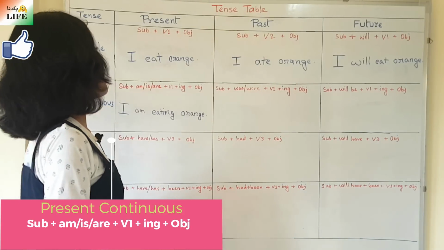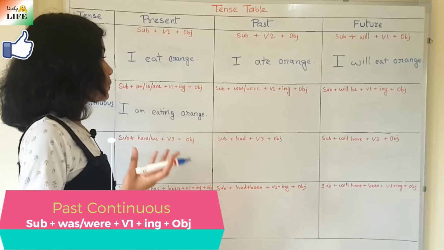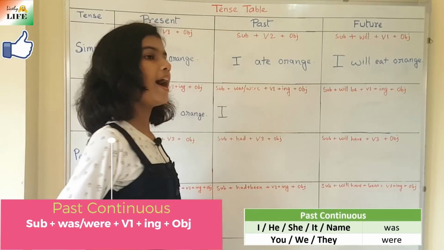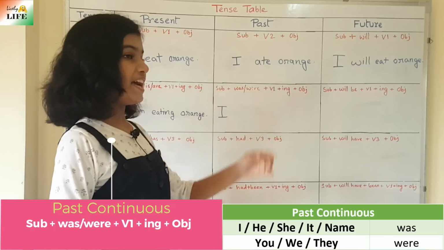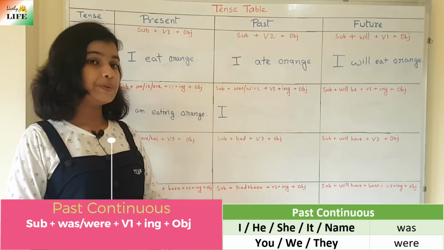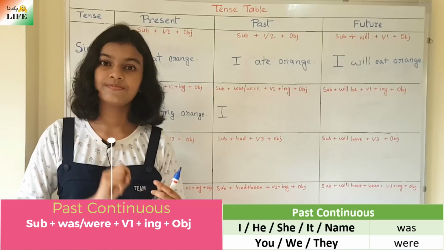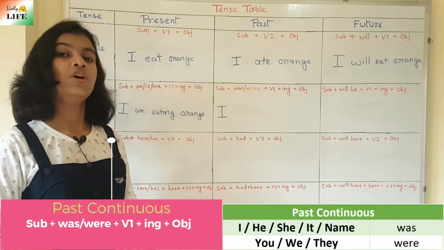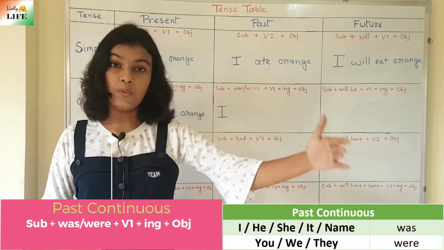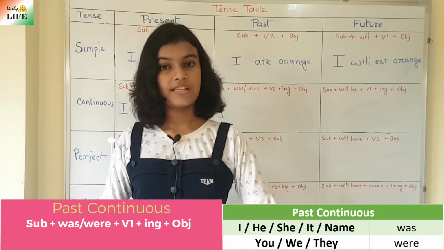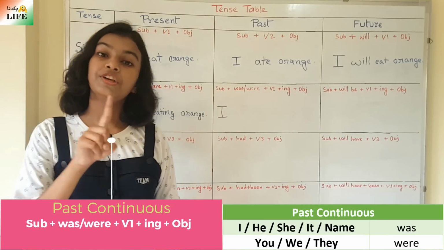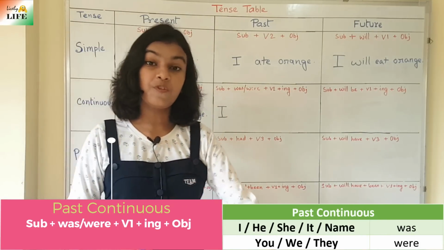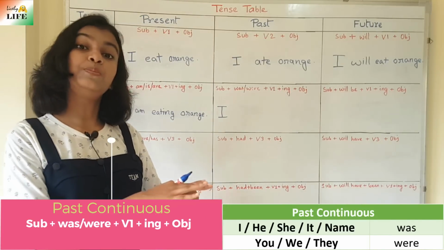Now the next one is past continuous tense. So what is the construction? First subject I. Now over here was and were. We use was after I, he, she, it, or anyone's name. Okay, so I was, he was, she was, it was, and were after you, we and they. You were, we were, they were, and any other plural form.